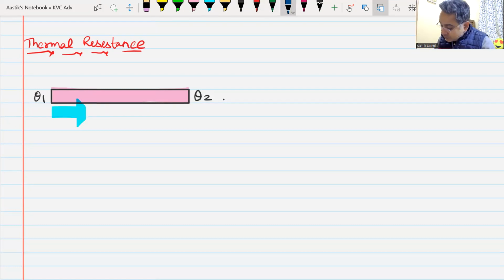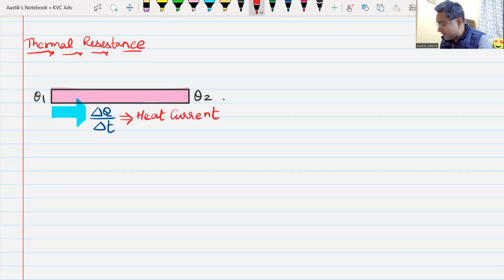And the amount of heat that flows in a small time, the rate of heat flow delta Q by delta t. Why does this heat flow? This heat flows because of difference in temperature. Yes or no? Yes. Sometimes this rate of heat flow is also known as heat current.